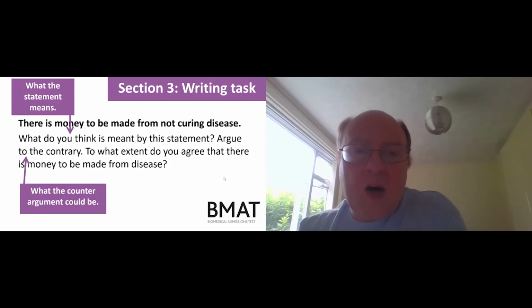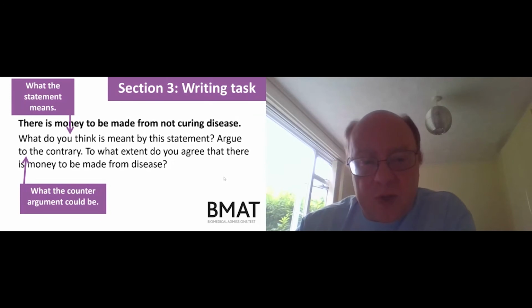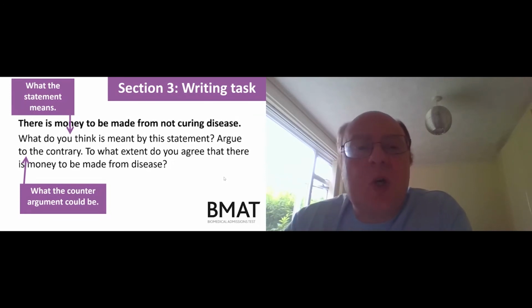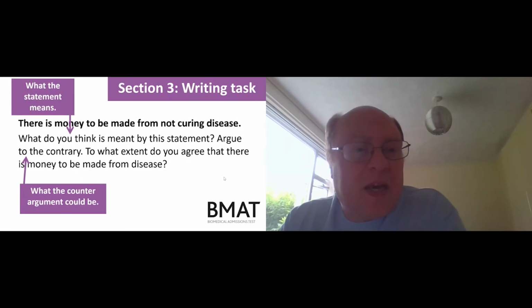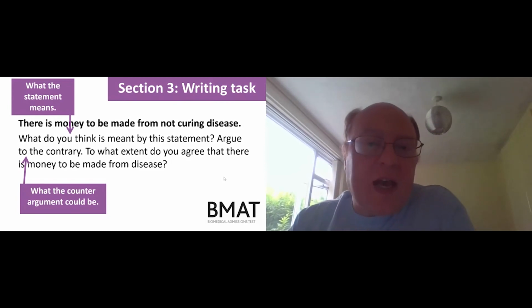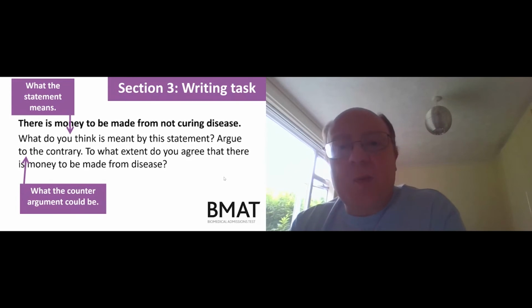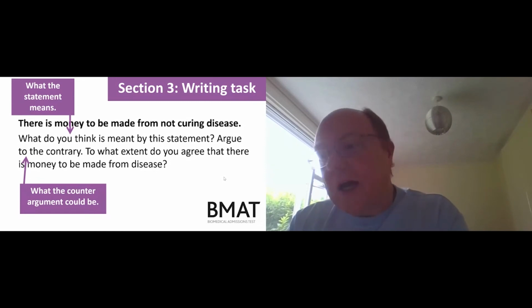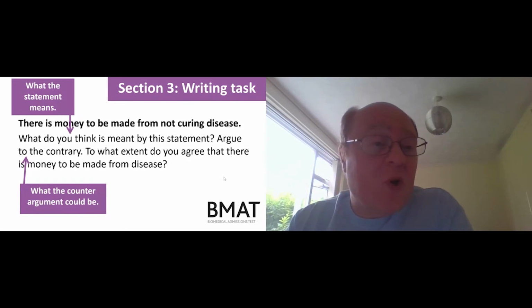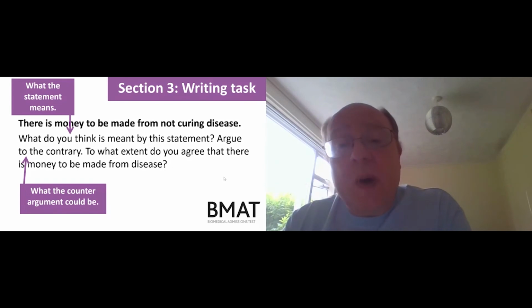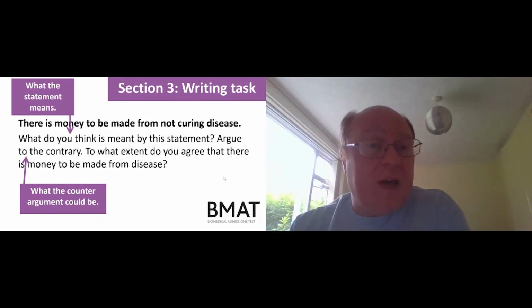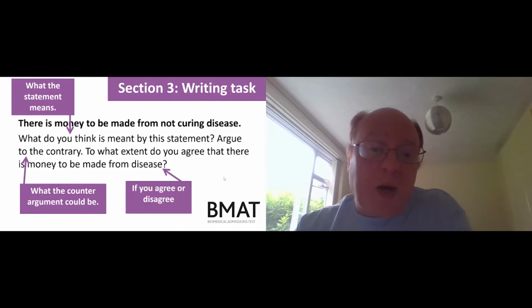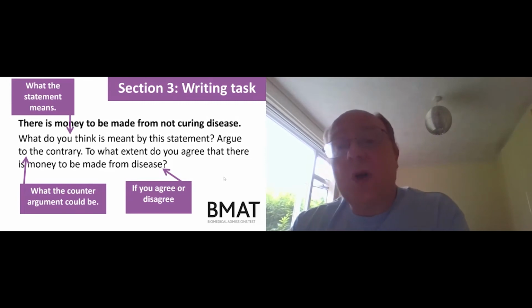The second part will often ask you to construct a counter argument. So say a counter point of view, an alternative point of view to that which is being expressed in the statement. So here you might say, well, actually, if it was known that pharmaceutical companies weren't finding cures for diseases, they were just investing in finding things to relieve the symptoms, then people would stop buying their products, and so they would no longer make money. So that's a counter argument to the statement that there is money to be made from not curing disease. The final part of the task will often be asking you to what extent you agree or disagree with the statement. So here you'll be summing things up and coming to your own conclusion.